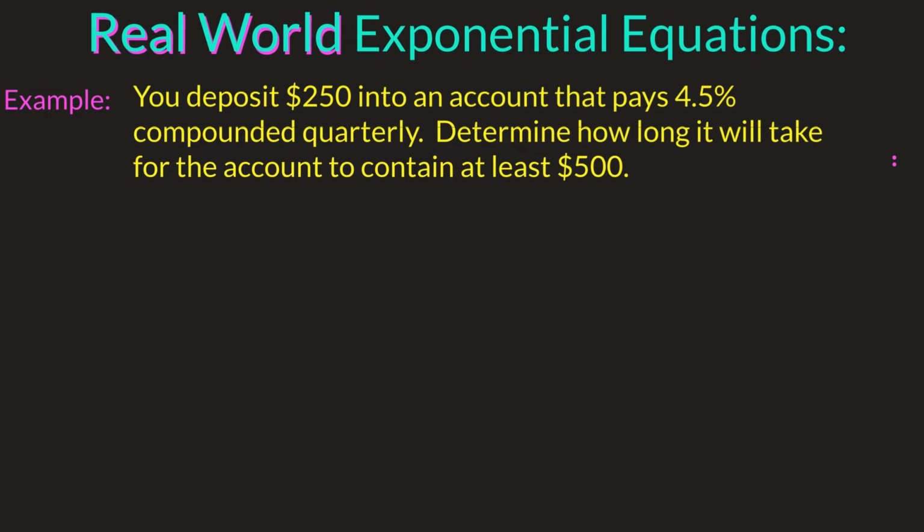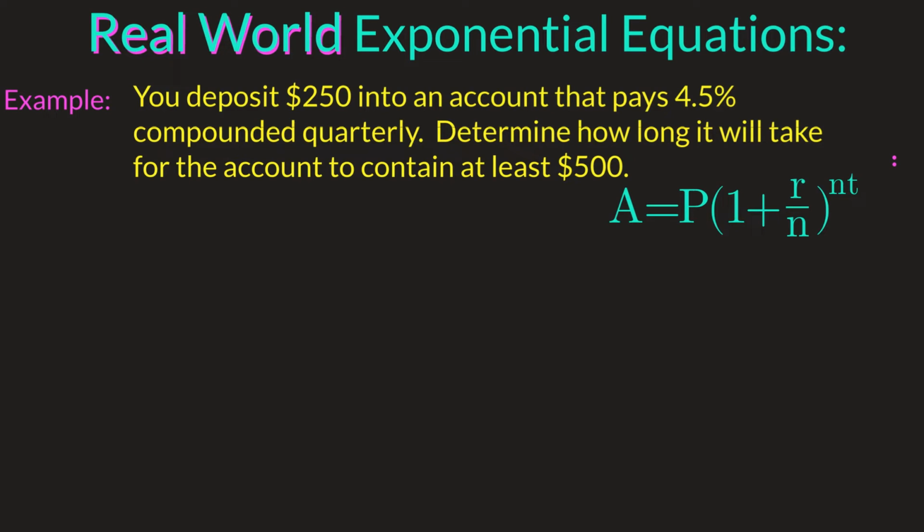All right, let's move on to some real world examples. So you deposit $250 into an account that pays 4.5% compounded quarterly. Determine how long it will take for the account to contain at least $500. So hopefully you remember from a previous video, we have this formula right here: A equals P times (1 plus r over n) to the nt power. And hopefully you remember what all those variables stand for.